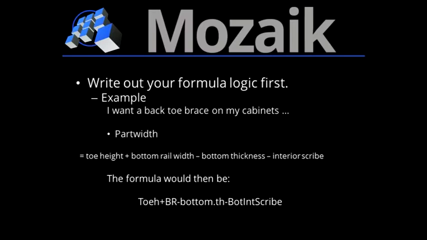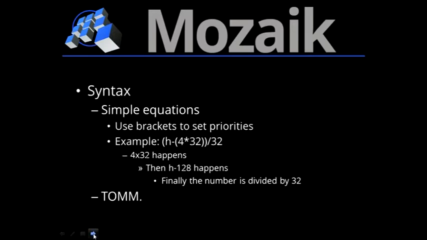So if you have something you need to accomplish that's beyond the scope of our normal setup, sit down and write the strategy for exactly what you want to accomplish, and then we'll figure out how to turn that into a formula. That's a good rule of thumb on how to move forward, writing your formulas and equations. The syntax for writing the equations is very simple. Use brackets to set the priorities and just write it out in very simple math.